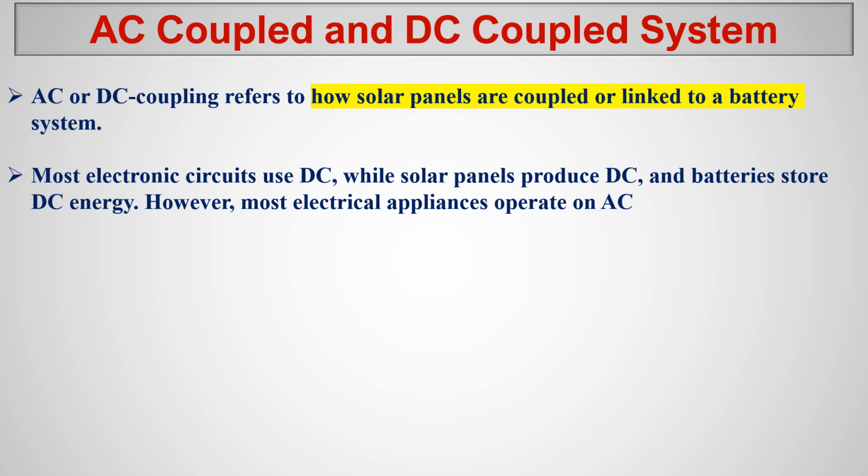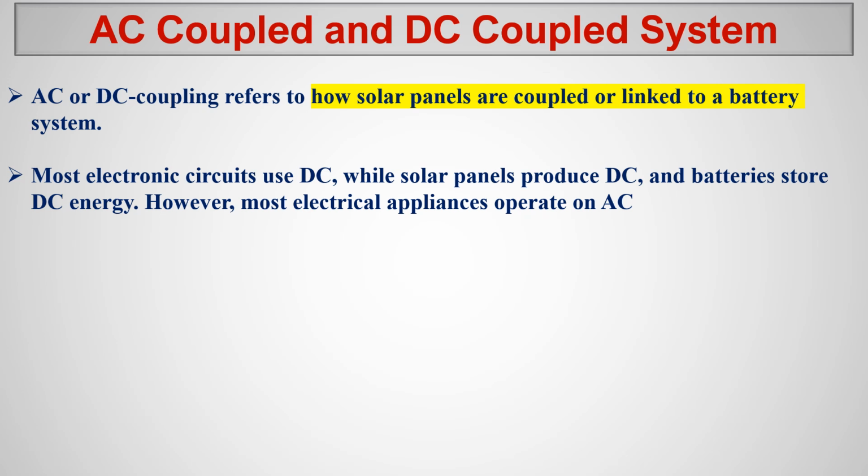Most electronic circuits are DC. The problem is we have both AC and DC, and we need both. Here is a challenge. Most electronic equipment is DC. Solar panels produce DC current. Batteries can only store DC current. But our house appliances want AC current.